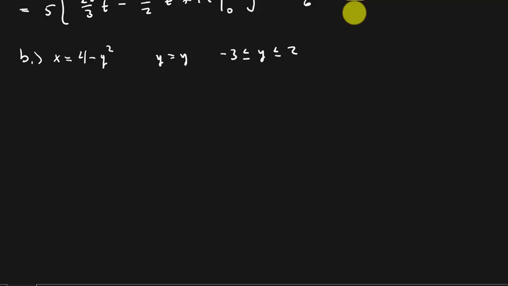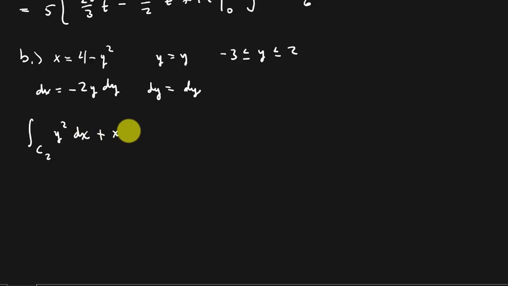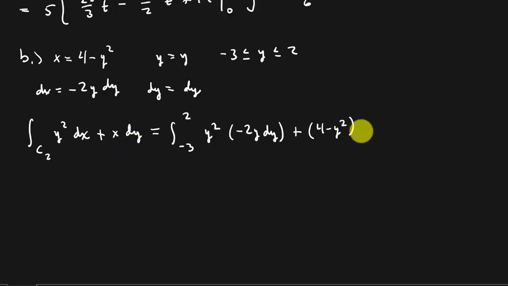All right. So now, let's see, we need dx. Dx is minus 2y dy. And then dy is equal to, well, derivative of that is 1, so 1 dy, which is just dy. So I've got the integral over curve C2, y squared dx plus x dy. So we just plug everything in. That's going to be negative 3 to 2. Y squared dx, where dx is negative 2y dy, plus x, where x is 4 minus y squared, dy. Well, dy is just dy.